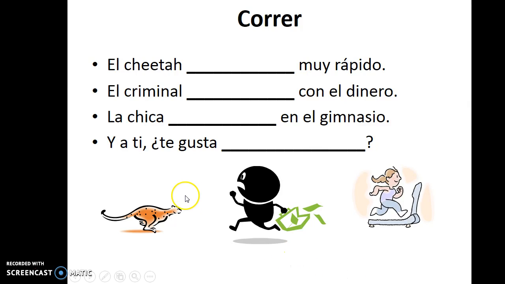Last one's a little different. I'm switching the sentence around to you, or the question around to you. So, ¿y a ti? ¿Y a ti te gusta? So, you, do you like to run? Alright, if you remember back from the last chapter, chapter 2, when we use gusta, so me gusta, te gusta, our second verb, we're going to leave it alone. So, te gusta, we'll leave it correr. ¿Te gusta correr?